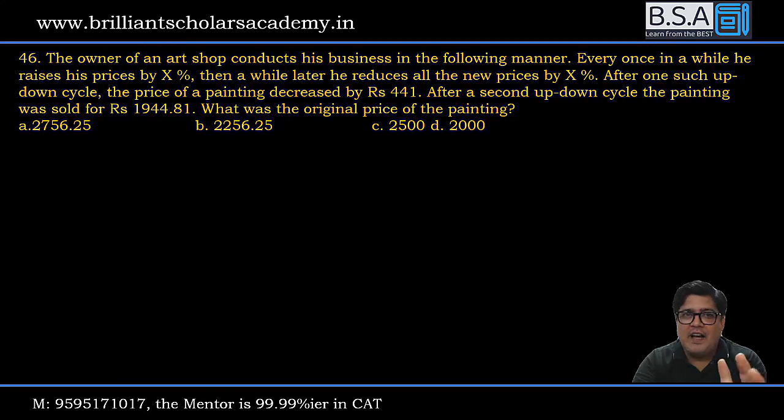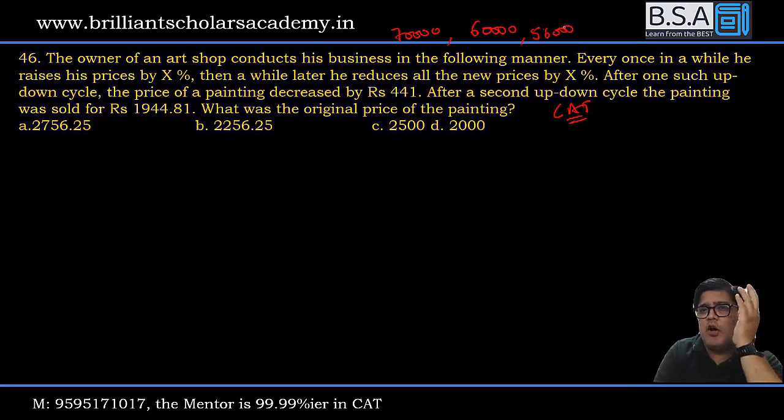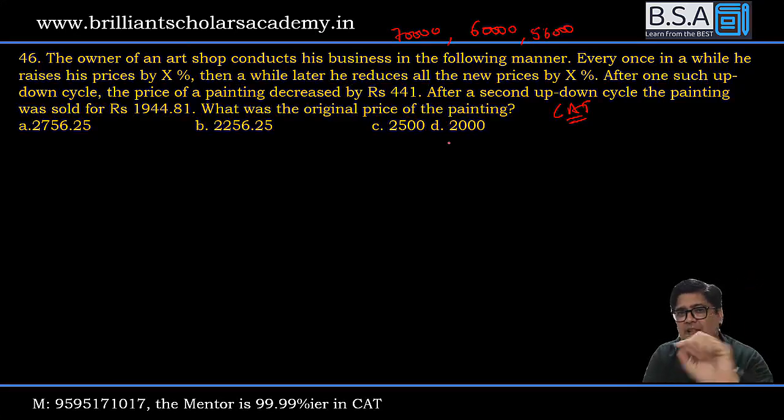Now I have solved this question for you. This is actually a CAT question. In the previous question, the options were very far apart. One option was 7,000, one was 6,000, 60,000, one was 50 to 56,000. The options were very far apart. In this case, that is not the case. Make it, try it.